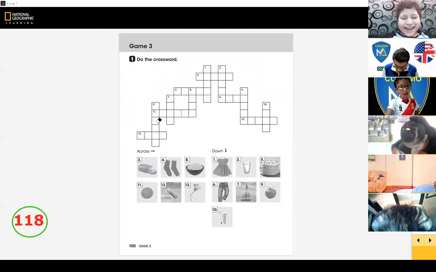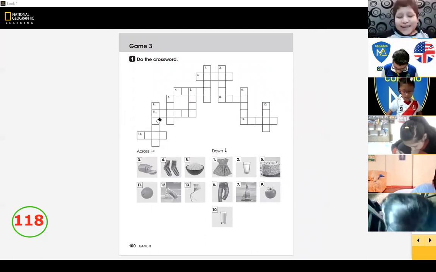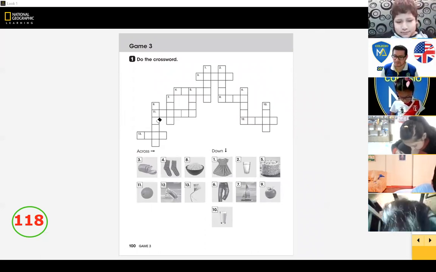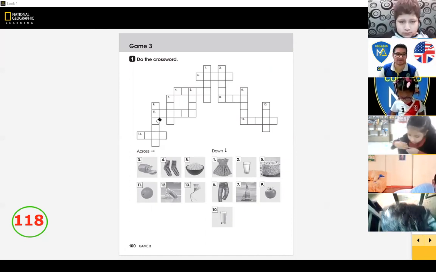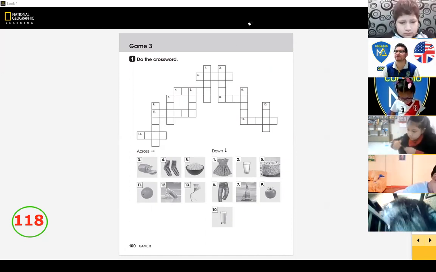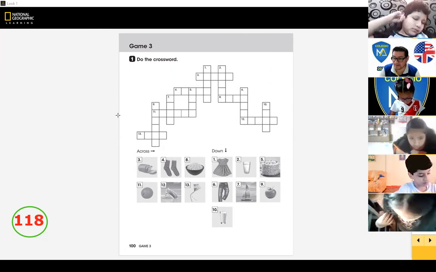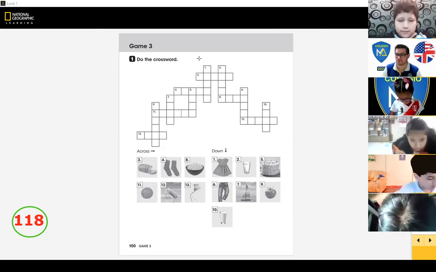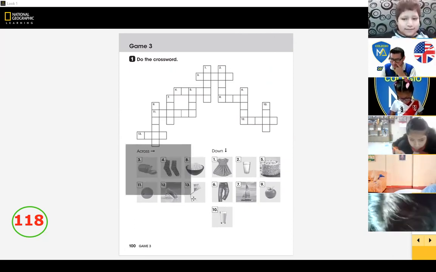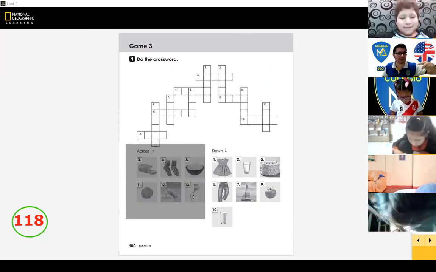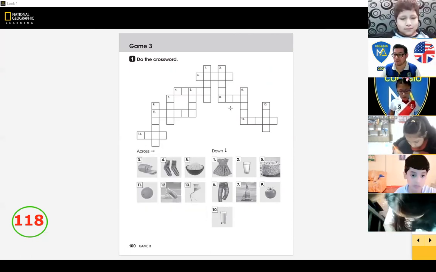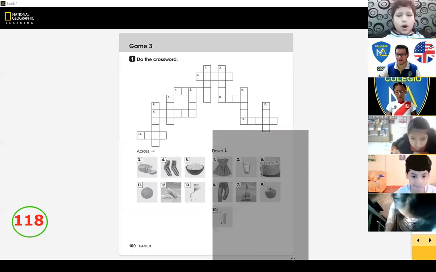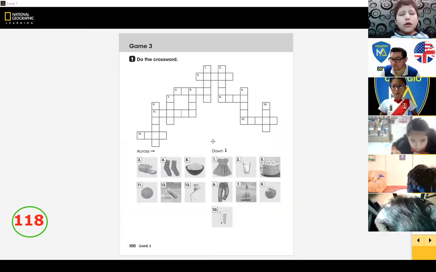118. ¿Ya? ¿Qué es lo que vas a hacer aquí en el 118? You're going to do the crossword. Vas a trabajar y vas a desarrollar este crossword que tenemos, ¿no? Across, ¿cuáles son across? Los que van de manera horizontal. Down, los que van de manera vertical. For example, tienes aquí, down number one.